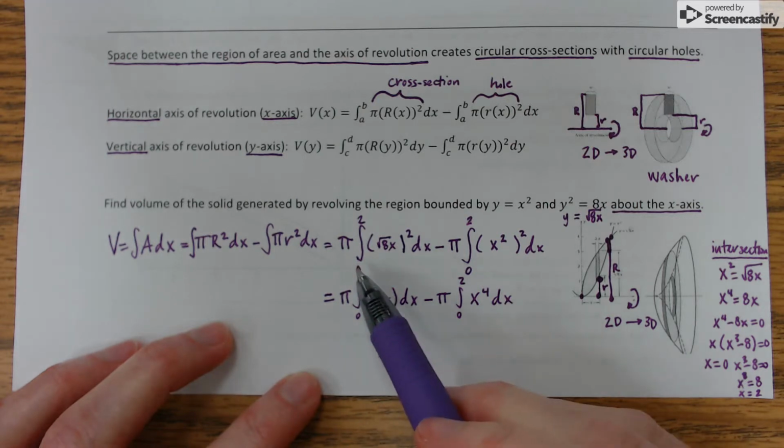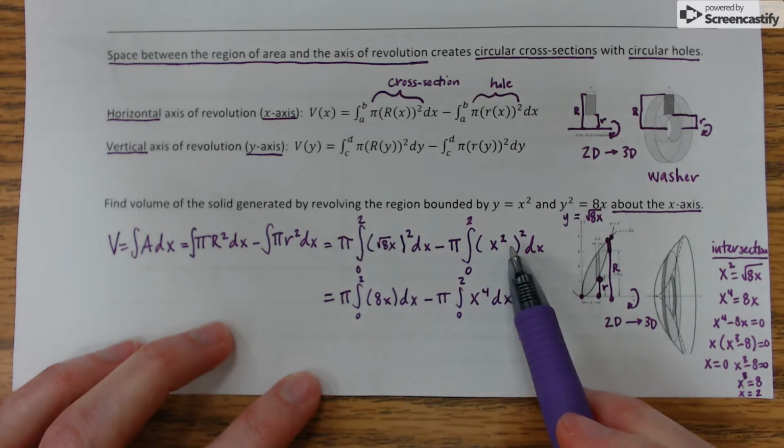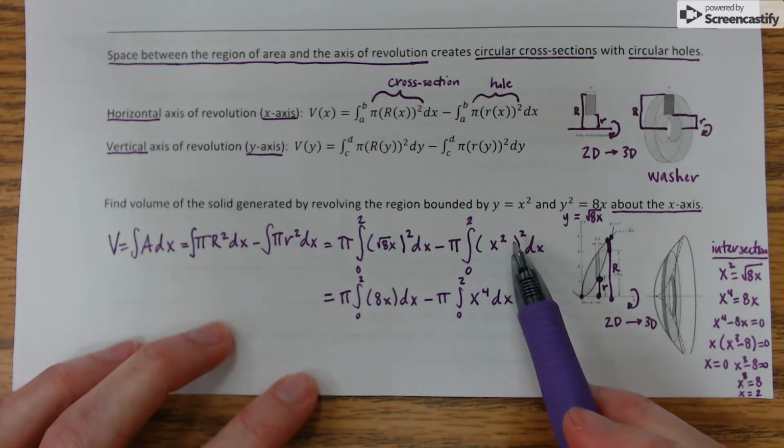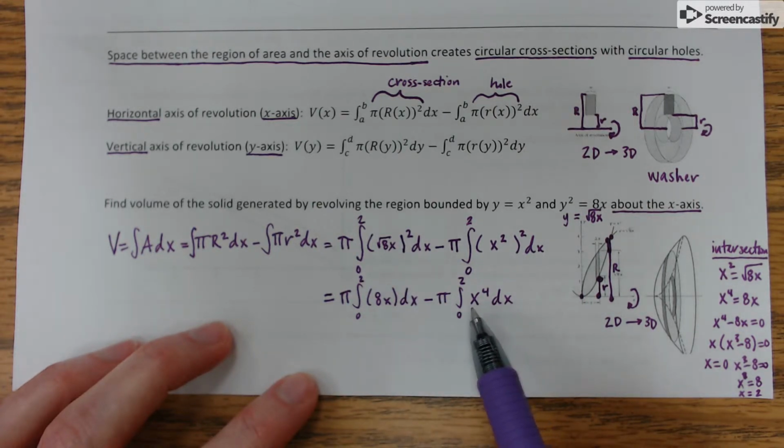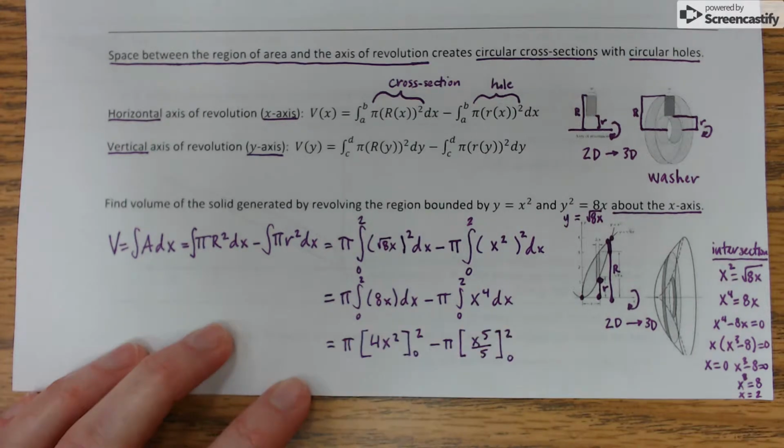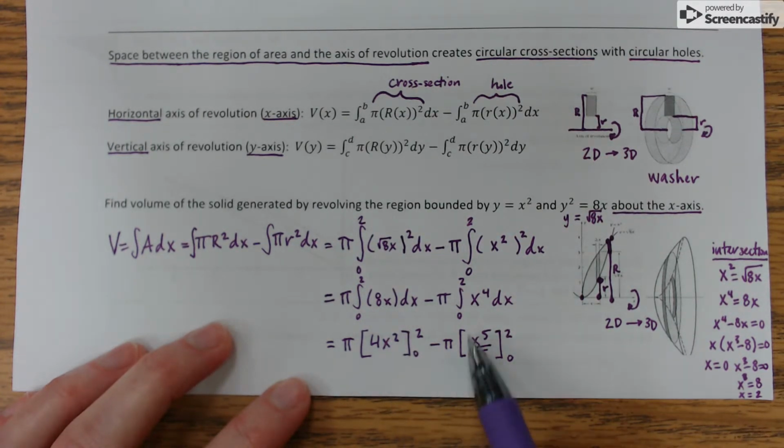Since these limits are nice whole numbers and these functions are easily squared, you can imagine this would be a problem that we would do without the calculator. So I went ahead and squared the two functions before I find my antiderivatives. I found the antiderivatives to be 4x squared for the first term and x to the 5th over 5, just using the power rule for both.